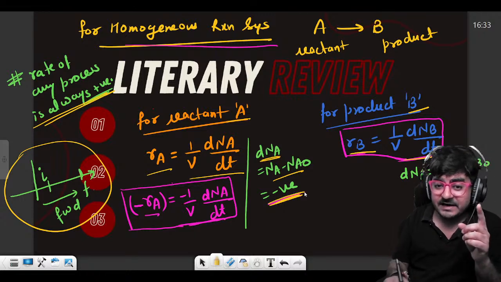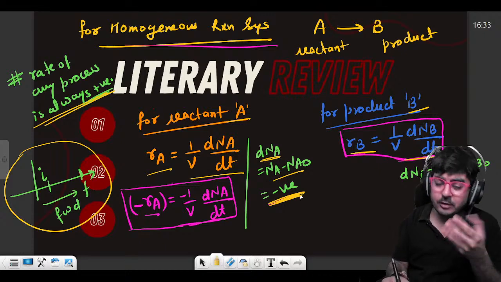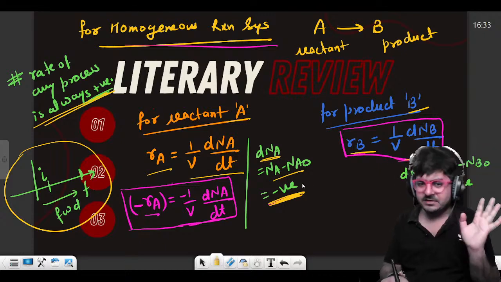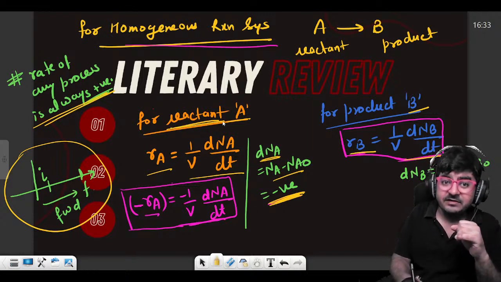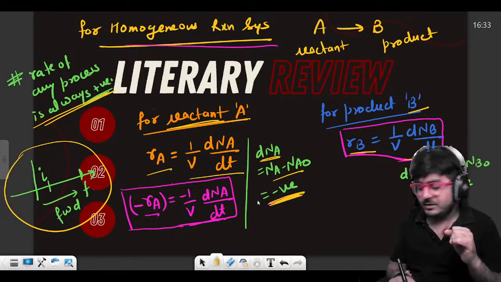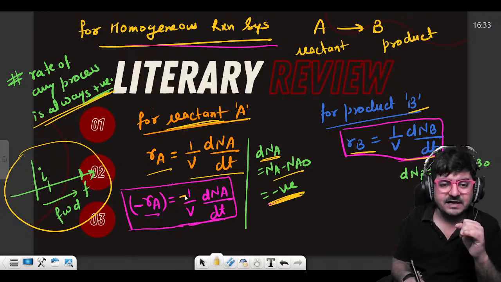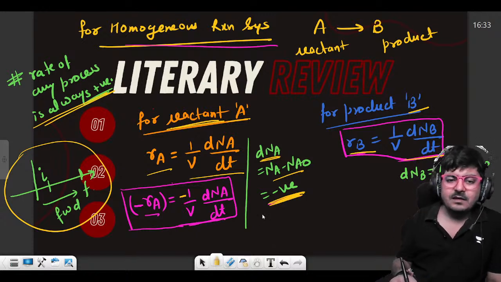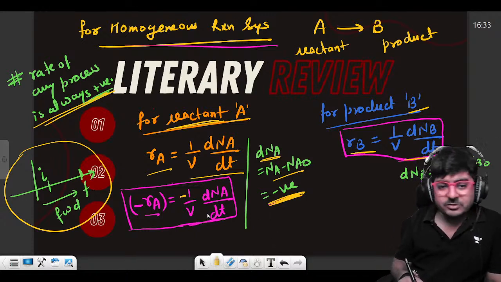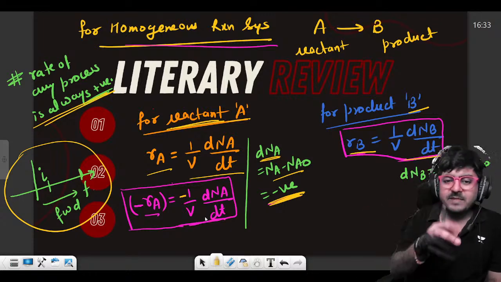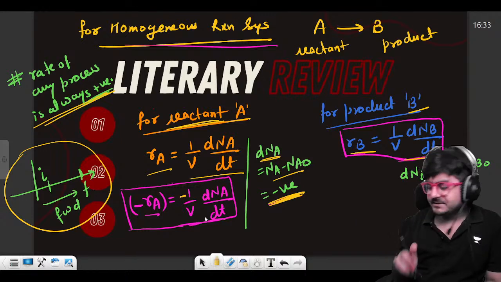That's why to compensate this negative value of DNA, which will always be negative, you know that, because A is going to decrease. That is the reactant. है ना? लिखा भी है reactant. So that's why to compensate this negative value of DNA, we put minus sign here. Okay. So अब आपका जो rate है, if you see the value on right hand side, it will always be positive because minus minus will become plus.